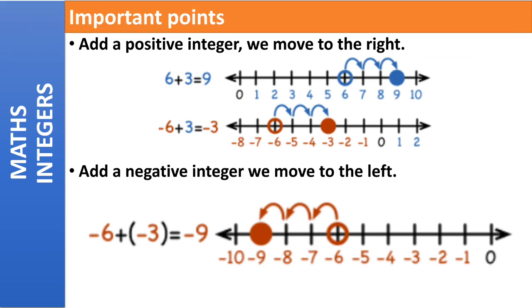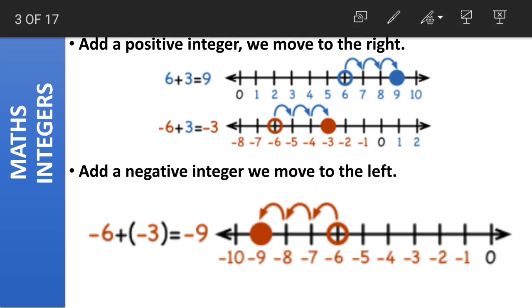Moving on. Add a positive integer, we move to the right. Now we learn about how to add positive and also how to add negative integers. As we know mostly about positive integers, like here we are adding 6 and 3 together. 6 plus 3 is equal to how much?